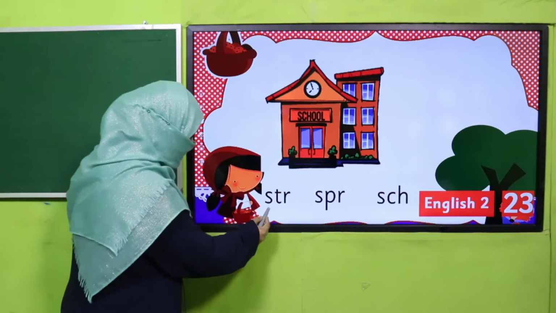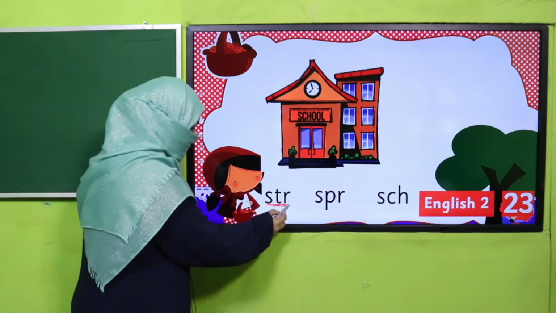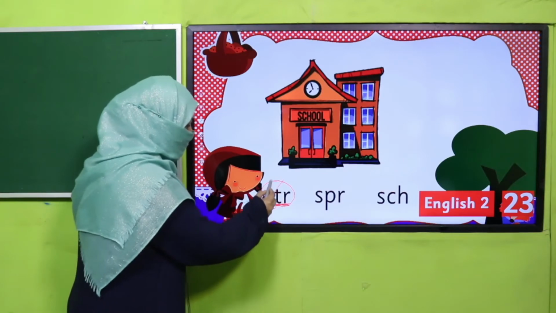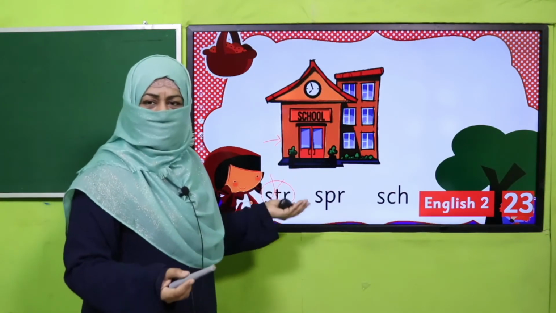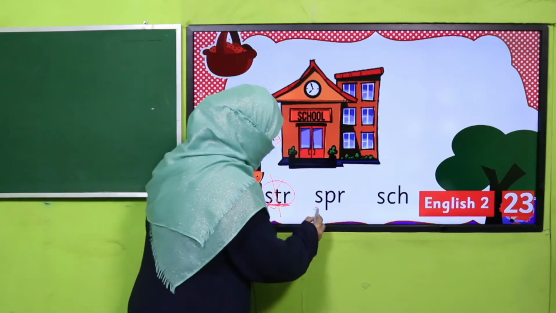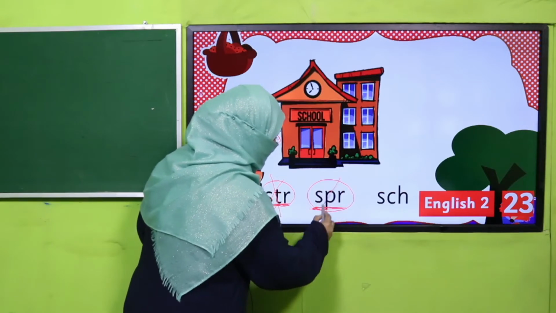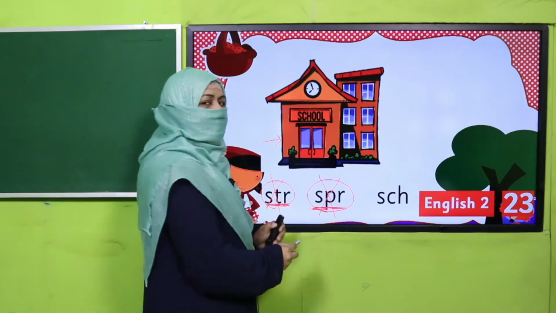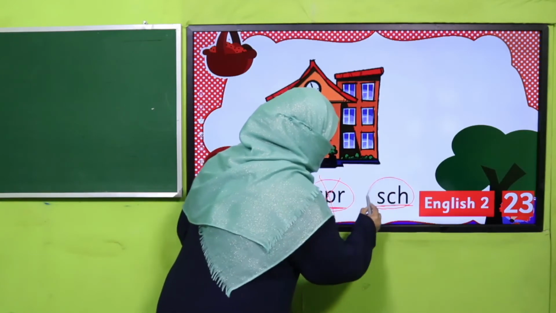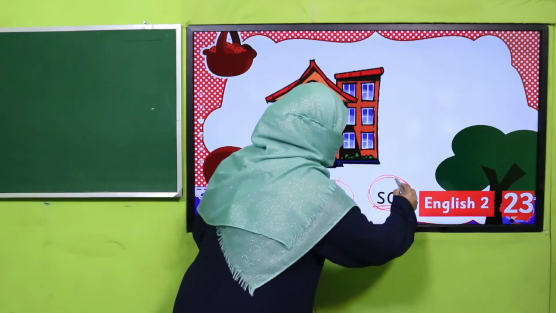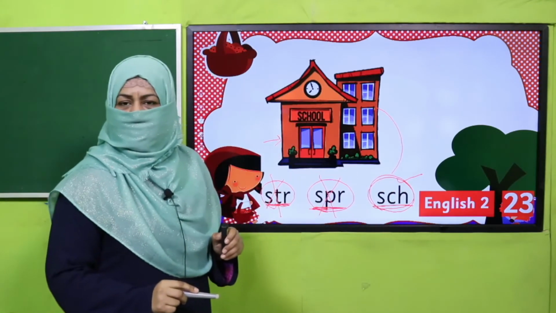The first is STR. What is the sound of this cluster? Str. So str does not go with this word. Straw does not have anything to do with school. Next is SPR, spr. So spr is also not the beginning sound. The correct sound is school, school. So this is the correct consonant cluster to join with this picture. Are you getting it? Okay.